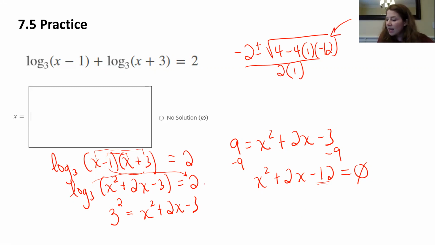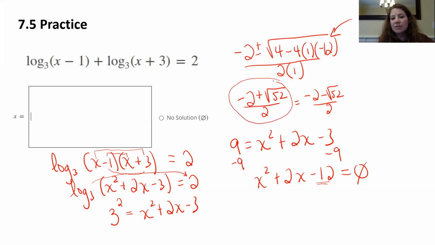And when I do that, I get 52. So I have negative 2 plus the square root of 52 divided by 2, and negative 2 minus the square root of 52 over 2. Well, when I put that in my calculator, one of these gives me a positive answer and the other one gives me a negative number.